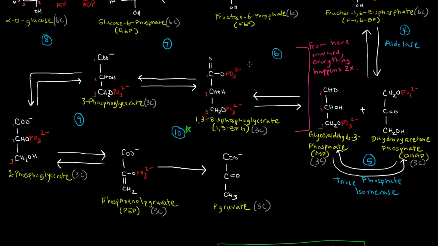Okay. So once we have glyceraldehyde 3-phosphate, we're going to put an enzyme in here called glyceraldehyde 3-phosphate dehydrogenase. The 6th step is glyceraldehyde 3-phosphate dehydrogenase.